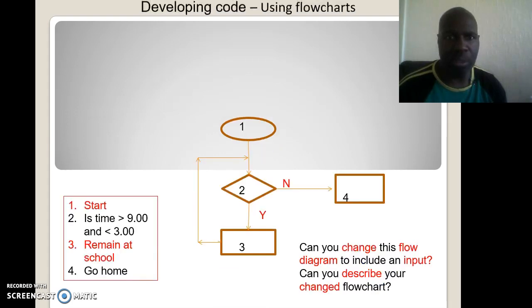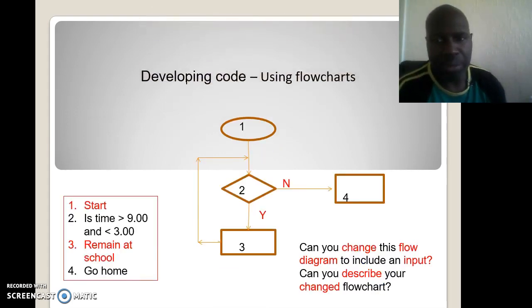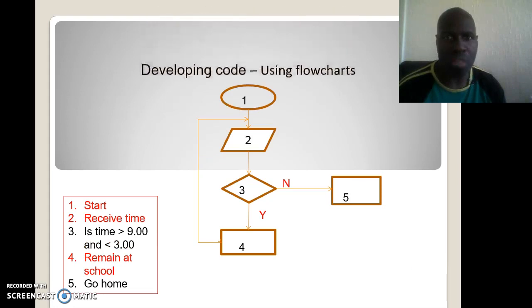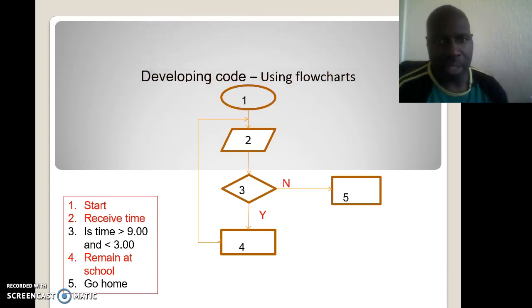Having a look at the second one, which is, can you change this flow diagram to include an input? Can you describe your change flowchart? So have a look at that and see if you can incorporate an input symbol into your change flowchart. The answer is coming up shortly. Okay, so having a look at the change flowchart, what we did was we received time from the keyboard or wherever, and then we ask, is the time greater than 9 and less than 3? If the answer is yes, we remain at school. If the answer is no, then we go home.